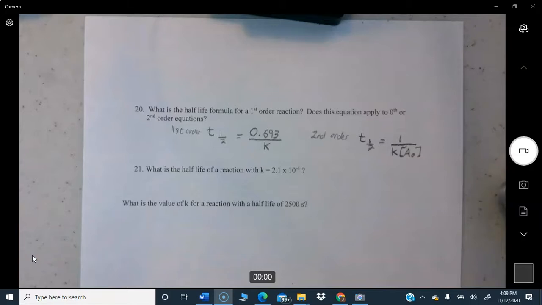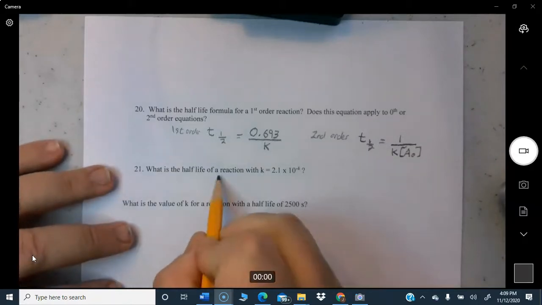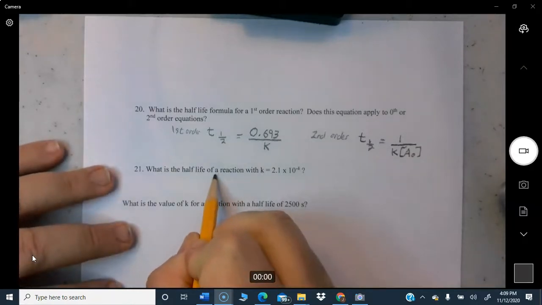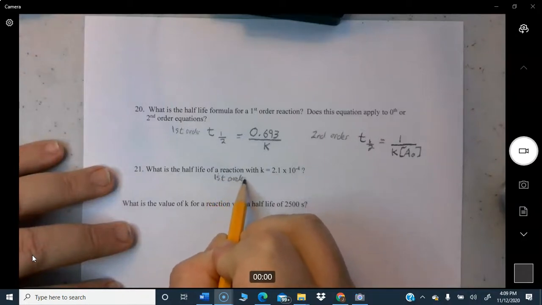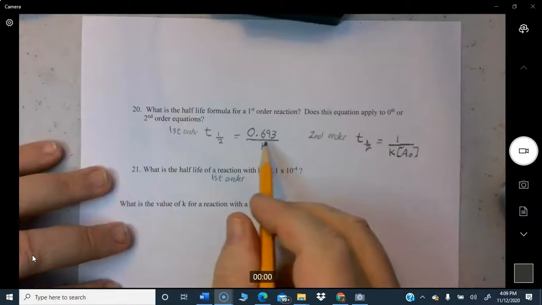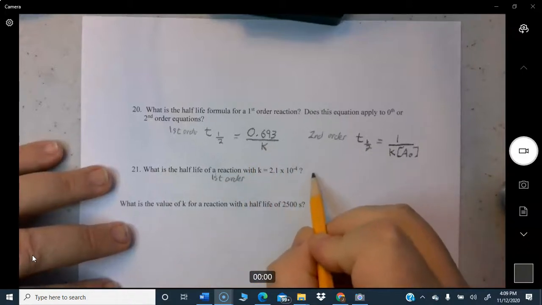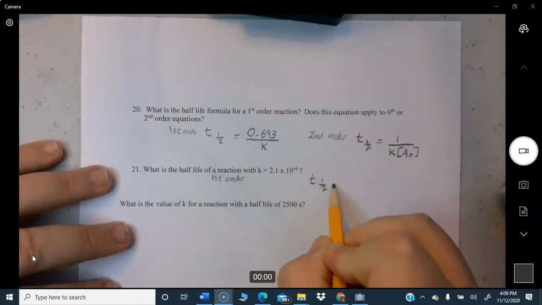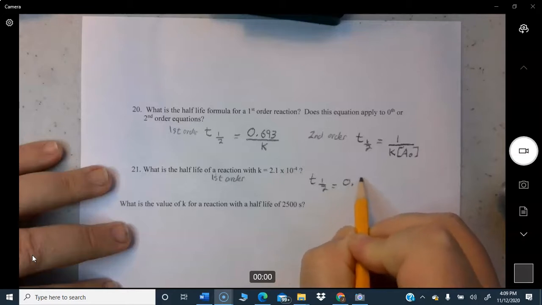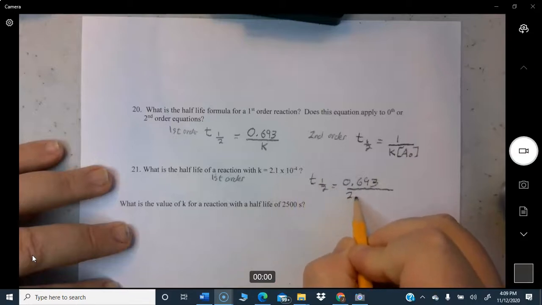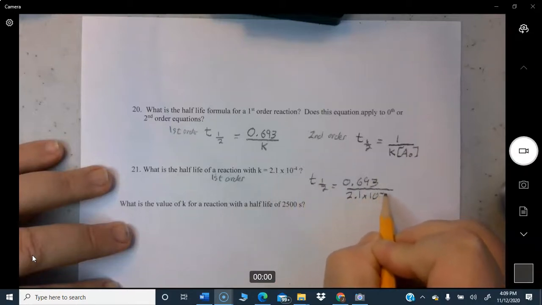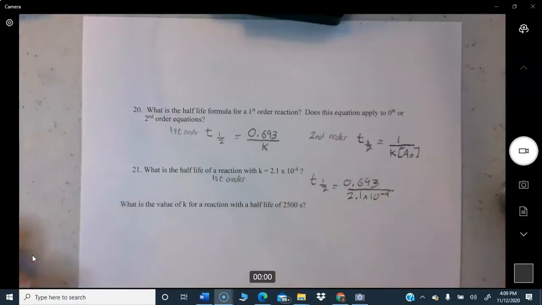So what is the half-life of a, and I corrected this in the assignment, it should be of a 1st order. I'm just interested in 1st order here. reaction with K equals that? Well, we just plug the number in. So that'll be this. Okay. And we're not going to worry about the units of measure there.